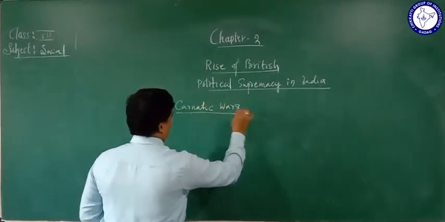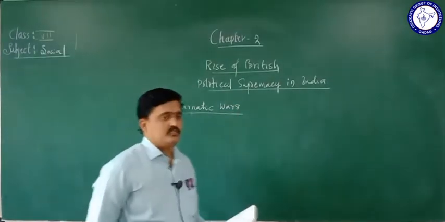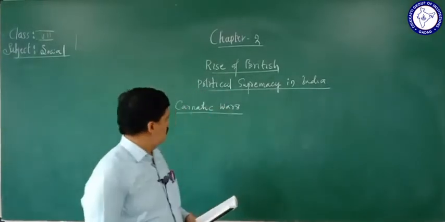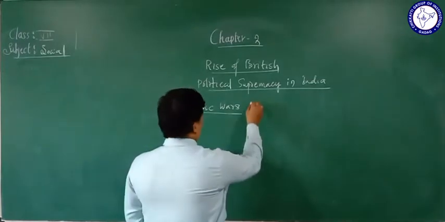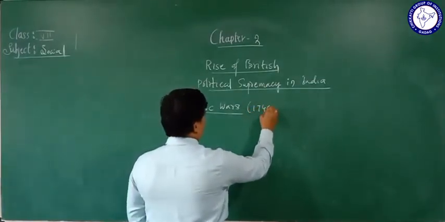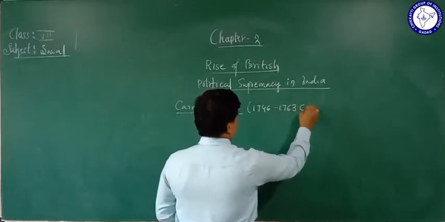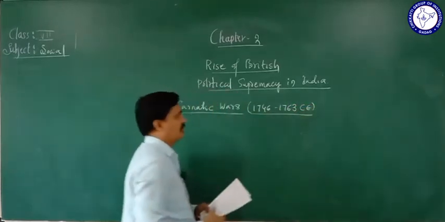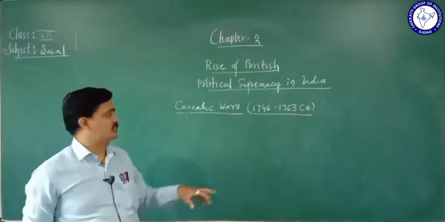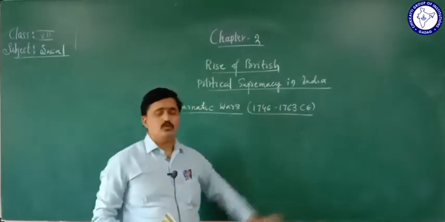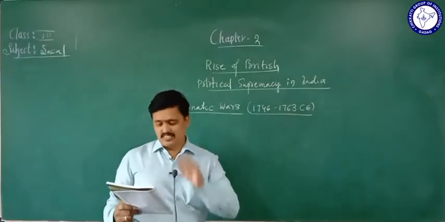These Carnatic Wars started in the year 1746 and ended in the year 1763 CE. So, what was the period of these Carnatic Wars? 1746 to 1763 CE.